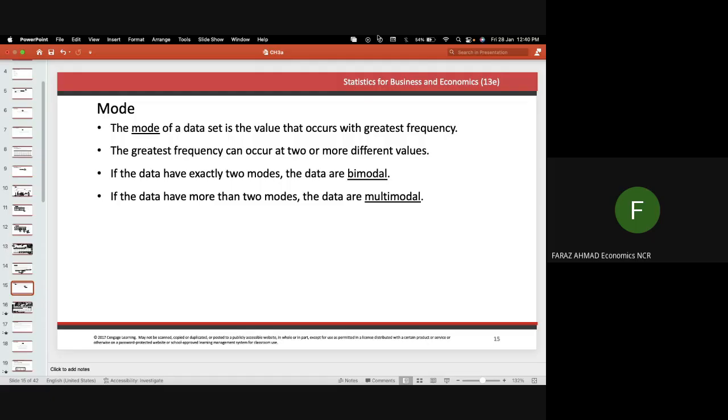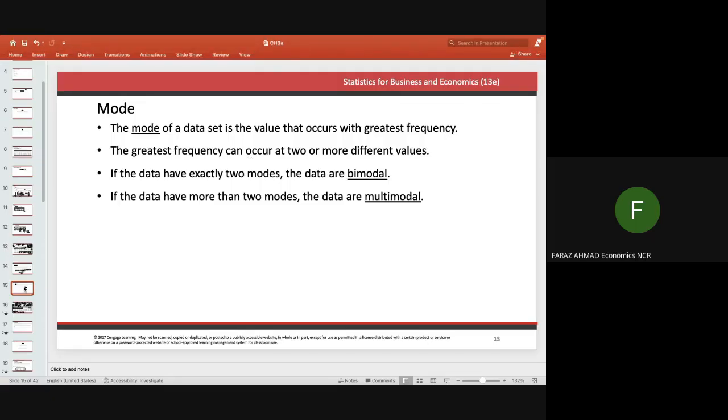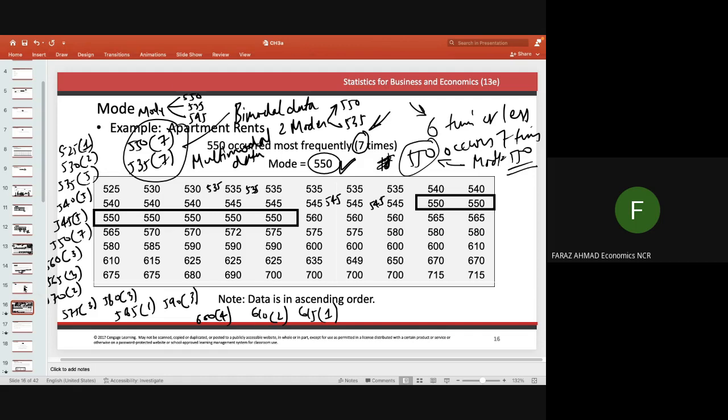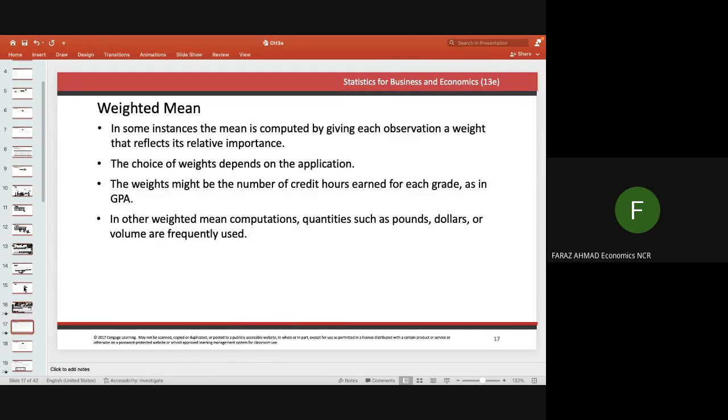So is it clear? Bimodal, multimodal data. Is it clear?